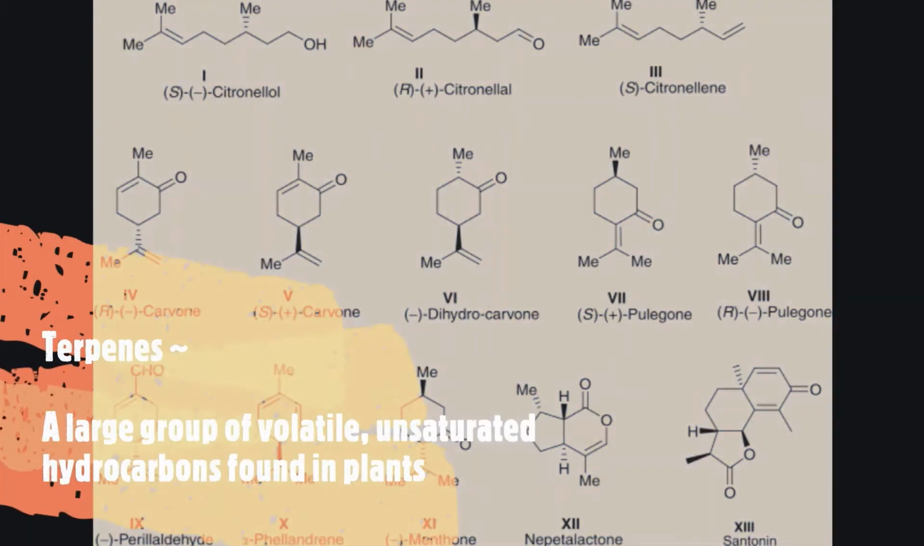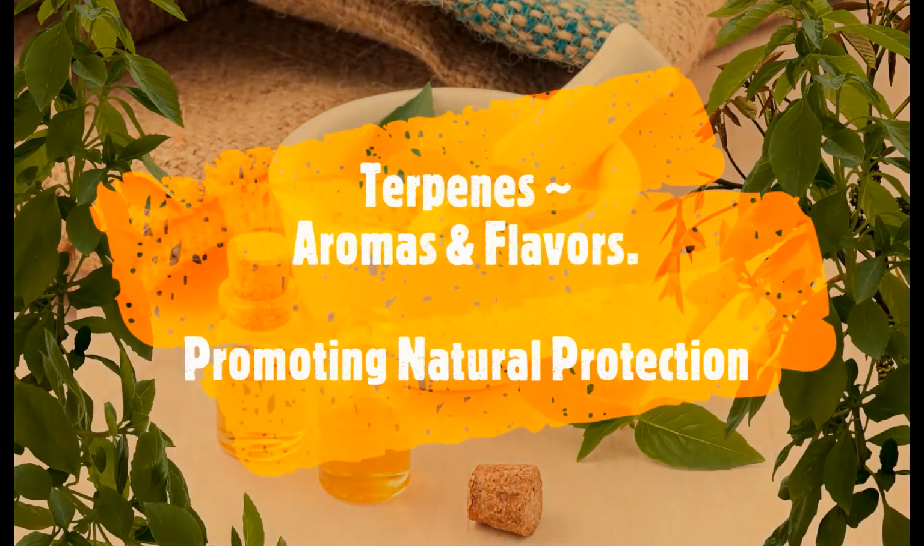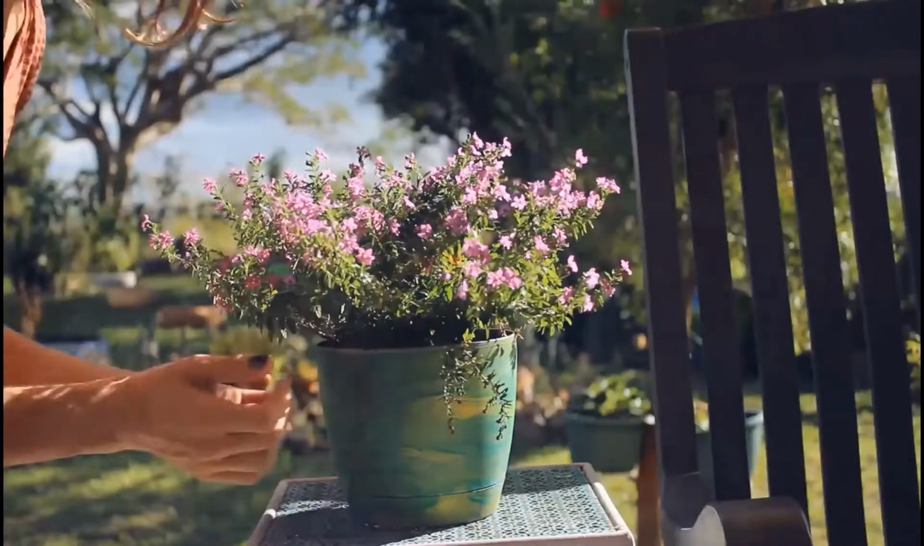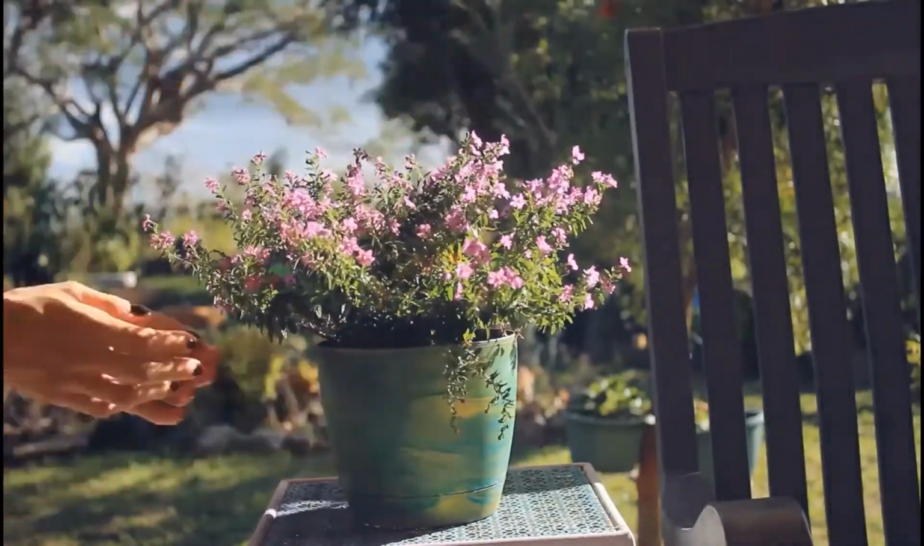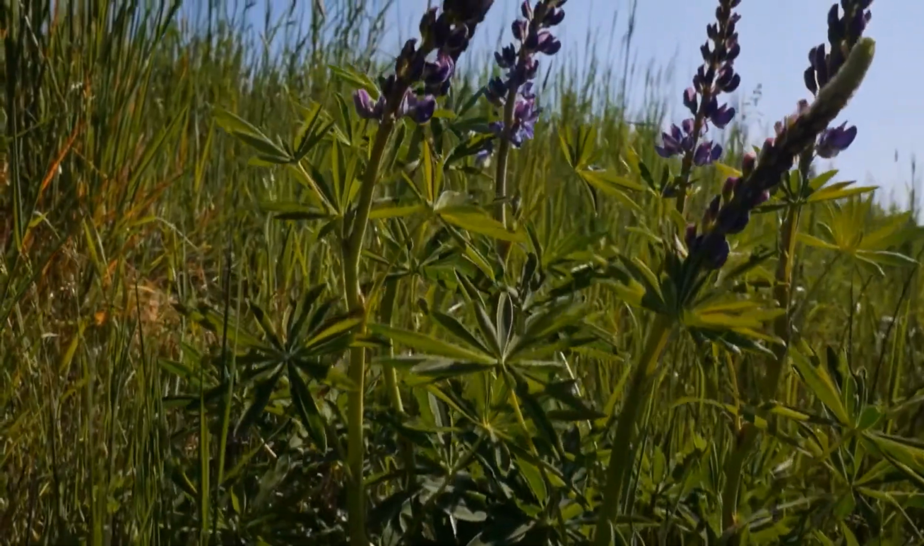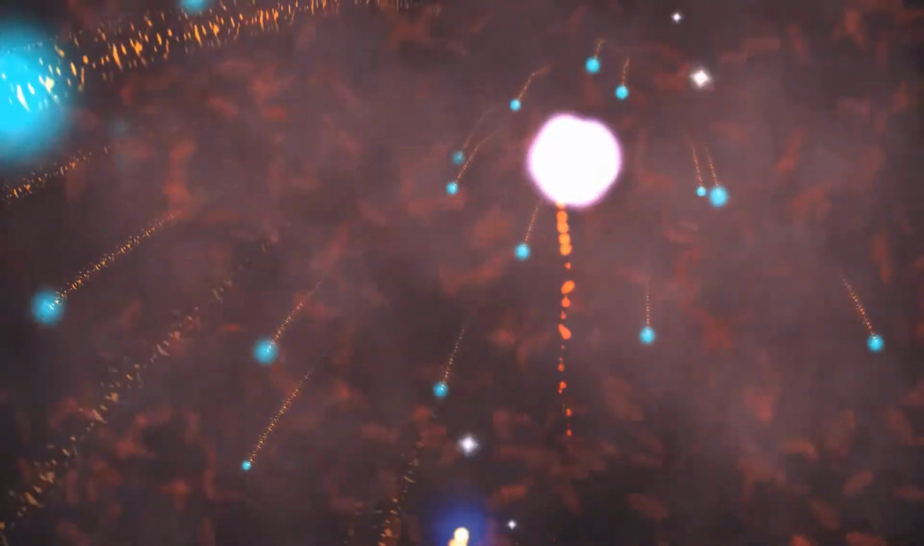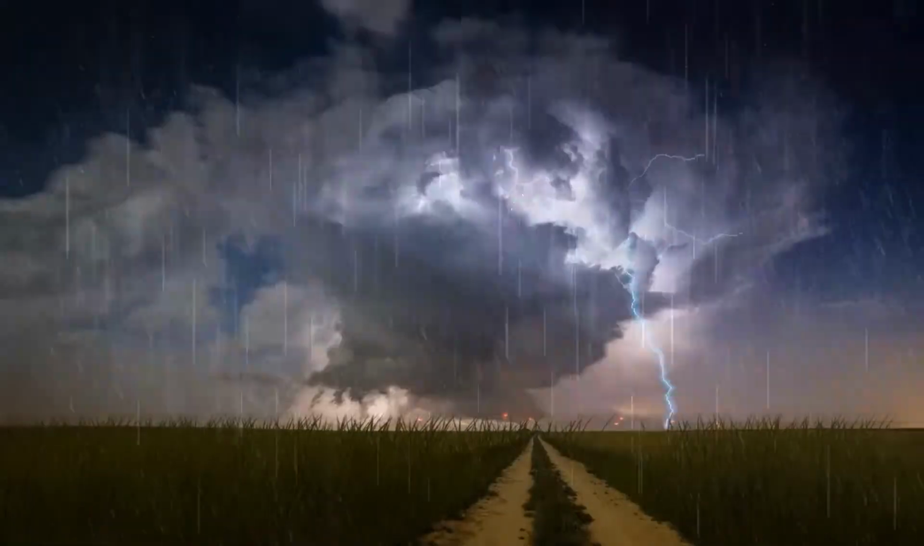Terpenes are a large group of volatile, unsaturated hydrocarbons that are within the oils of much of our vegetation. These terpenes are within the aromas and flavors, promoting the natural production within the plant's physiology, fighting off bacteria, insects, fungi, and assisting in the protection against all the environmental stresses.